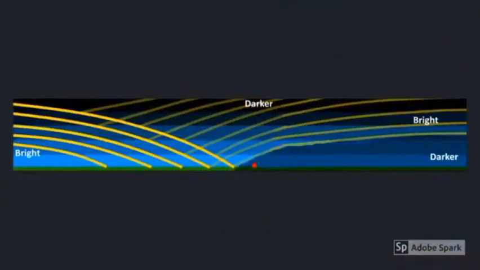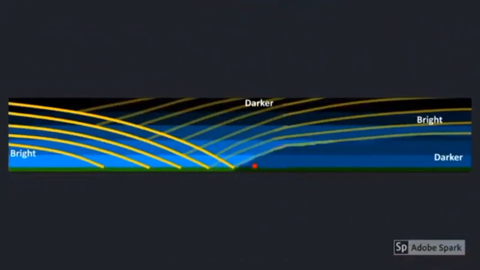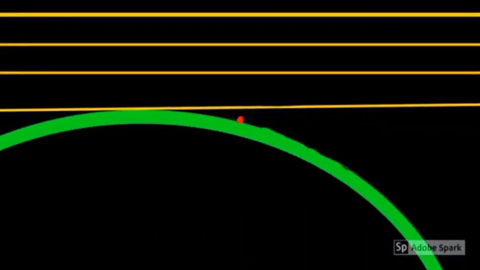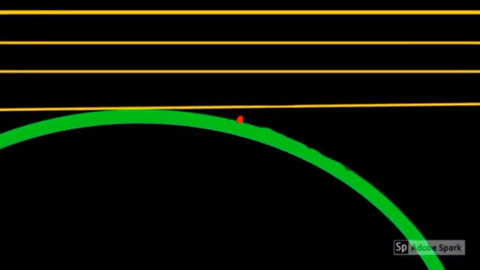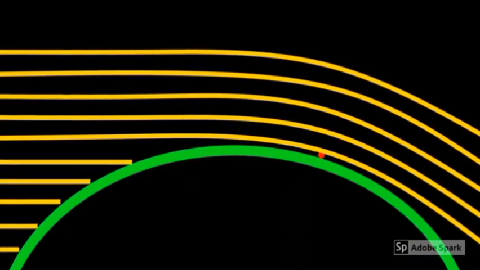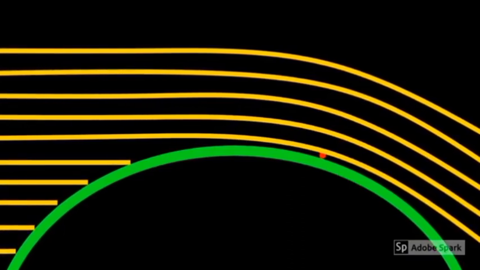Exactly what we saw in real life. It works perfectly on a flat Earth, but it doesn't work on a globe. Not without putting our observer in direct sunlight.